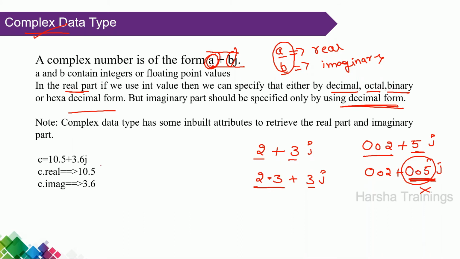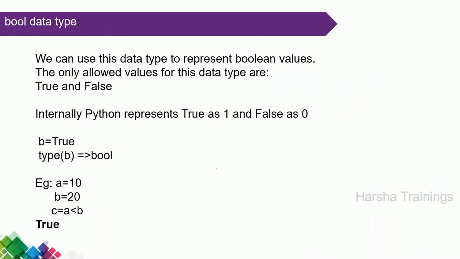So how to get the values? Suppose this is my example: c is equal to, and if you write c dot real, the value at the real part is displayed. c dot imag, the value at the imaginary part is displayed. No problem. I will execute each and everything after completion of this slide.